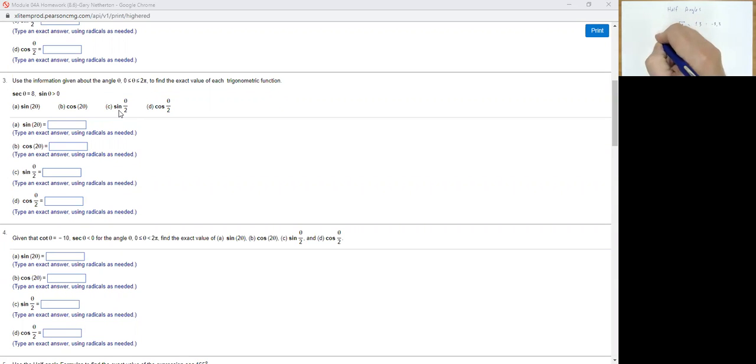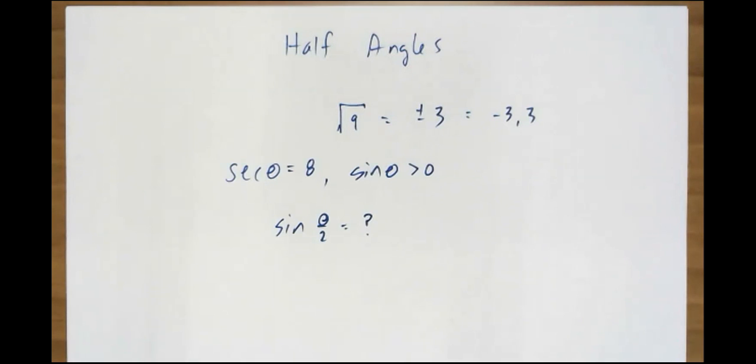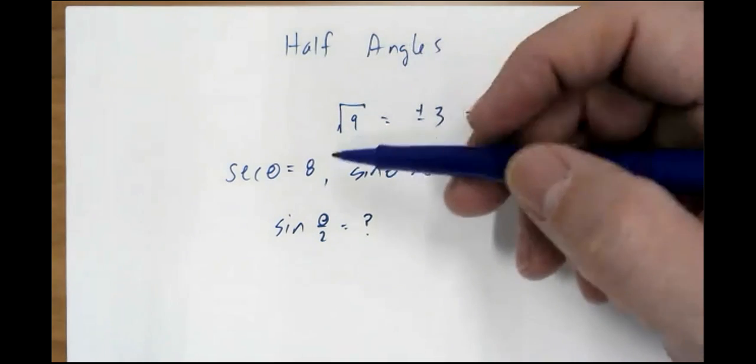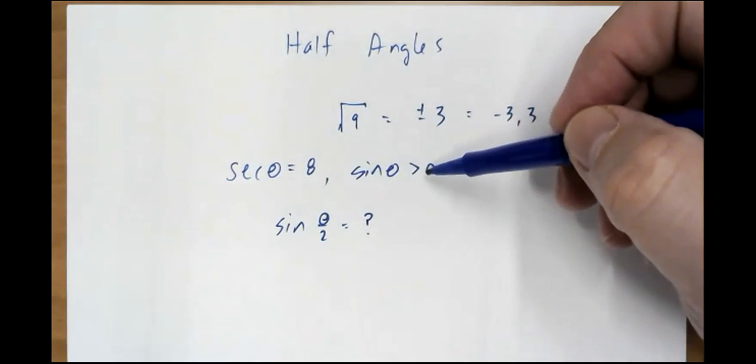So let me write down the information we're given. Secant of theta is 8. Sine of theta is greater than 0. And then for us, let's just do part C. We're asked to figure out, so let me stop sharing. So here's the information. Secant of theta is 8, sine of theta is positive.